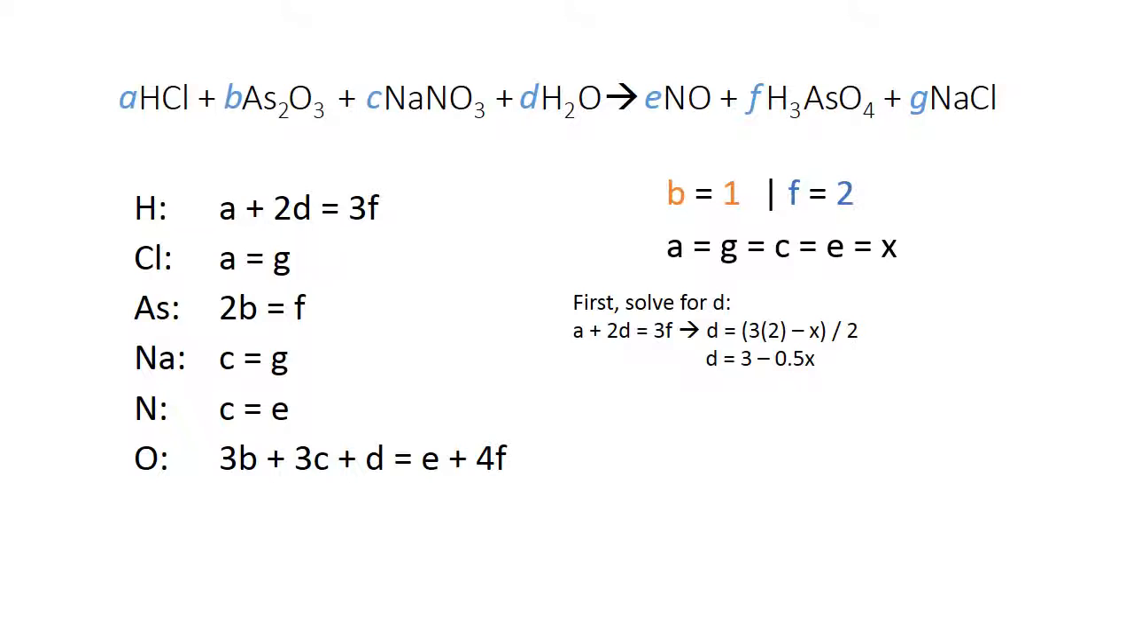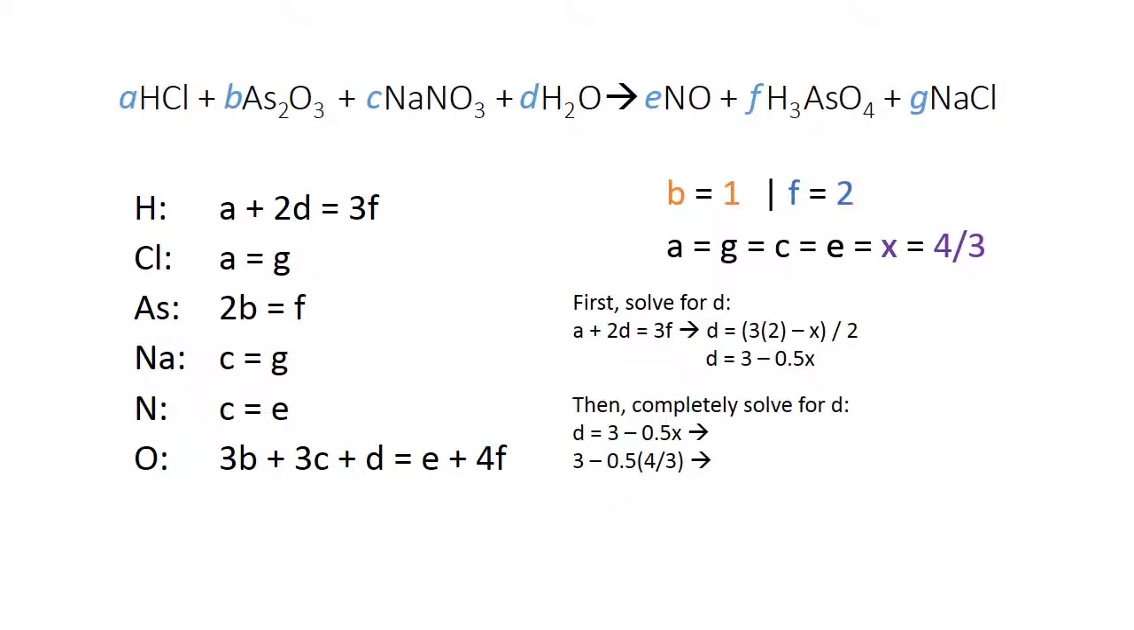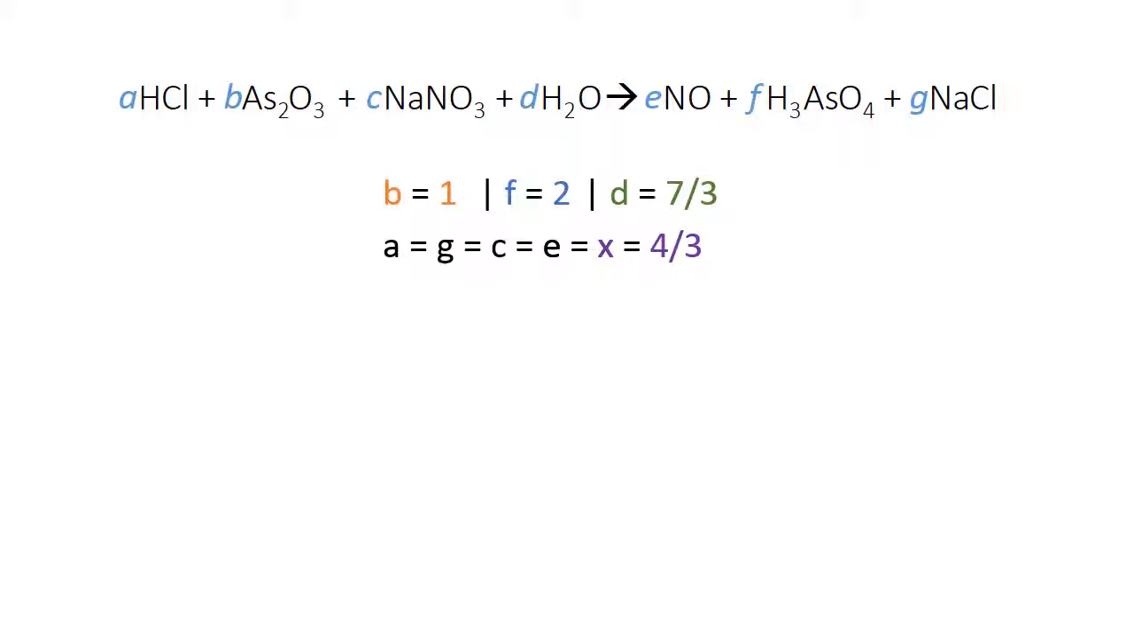Next, solve for X. In order to solve for X, you must input your D value, F value, and B values into the equation and convert C and E to X. We find that X is equal to 4 over 3. After solving for X, you can input the found X value back into D equals 3 minus 0.5X. This gives you the final answer for D, which is 7 over 3. Now we have found values for each coefficient.